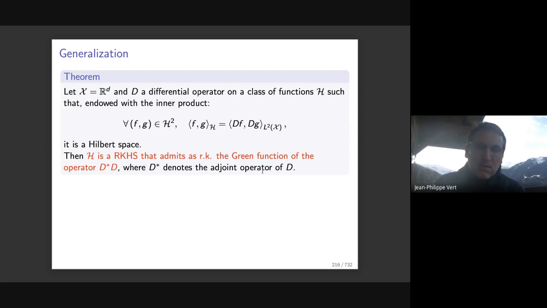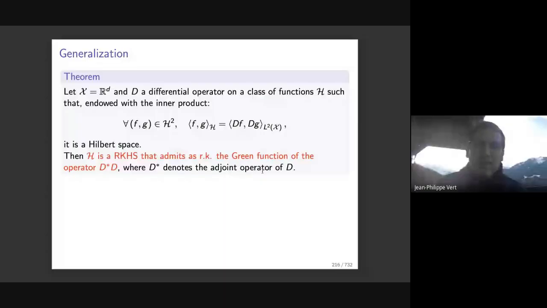And so what we're going to show now is that if this definition defines a function space capital H such that this defines an inner product, then this capital H is an RKHS, right? So this is what we did before. We just took for D the first derivative, and we showed that this is an RKHS. And the question is, what is the kernel associated to that RKHS? What is the reproducing kernel of this space? And the theorem here that we're going to prove is that the reproducing kernel, like the min function in the previous example, is in fact what's called a Green function of the operator D star D, where D star denotes the adjoint of D in L2.